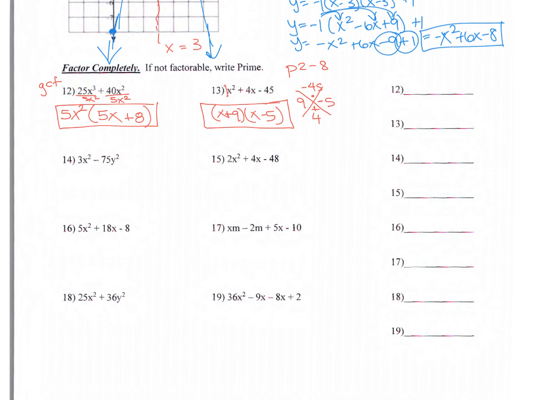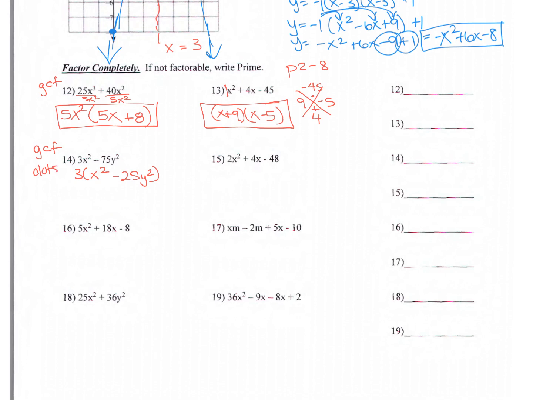So number 14 is two terms, and I'm kind of thinking about dots because I see those squares, but 3 and 75 are not perfect squares. However, this does have a GCF, so let me take out that GCF of 3. When I do that, 3x squared divided by 3 is x squared, and minus 75y squared divided by 3 is minus 25y squared. Now that I've done that, I can clearly see my dots.